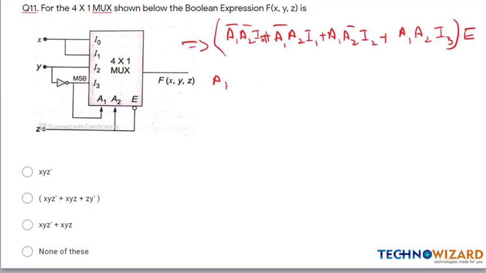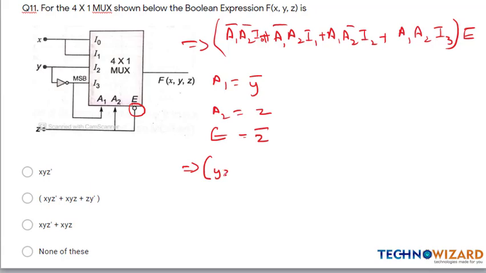We can see A1 is equal to Y bar from the circuit. A2 is equal to Z. And E is equal to, this is the main thing. See this, this is a NOT gate connected here. This is a bubble. Then E is equal to Z bar. Okay, now putting our values here.